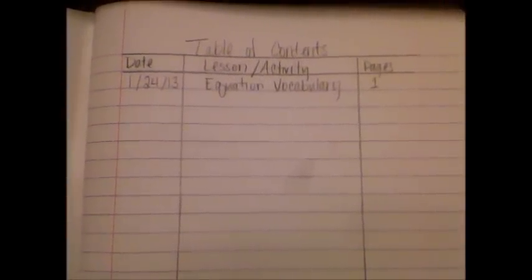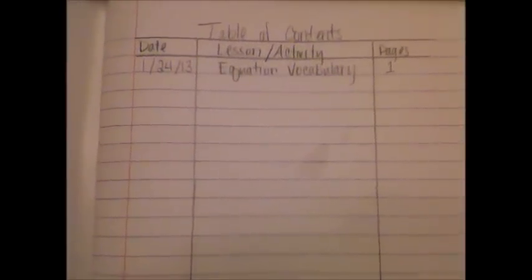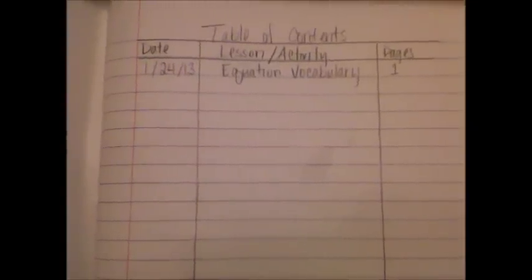All right. So in your table of contents, you're going to write down the date. Whichever date you happen to be watching this video on, write down the date. The date that I'm making this video is January 24th, 2013. The lesson or activity is going to be called Equation Vocabulary. So equation, E-Q-U-A-T-I-O-N, vocabulary. On my composition book, it's going to be page 1. You should only really need one page for this vocabulary, so go ahead and only save one page in your composition notebook.